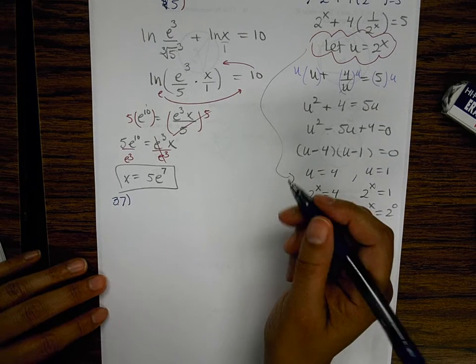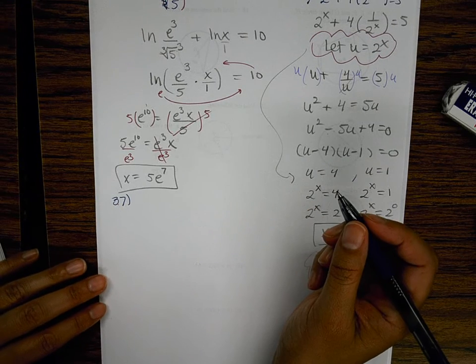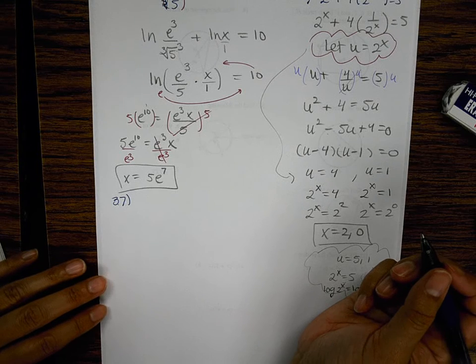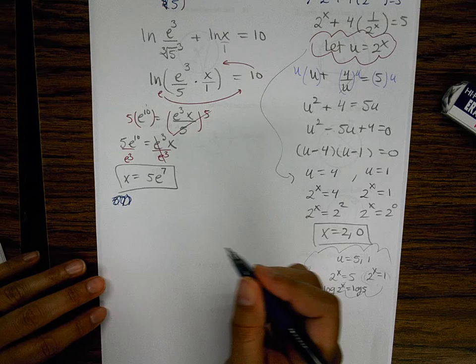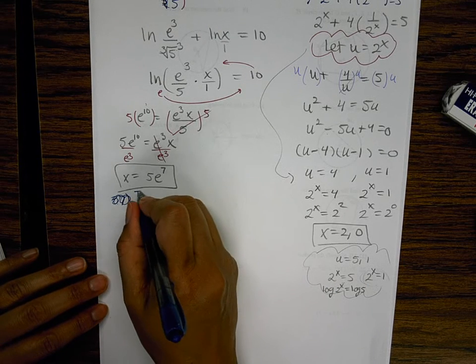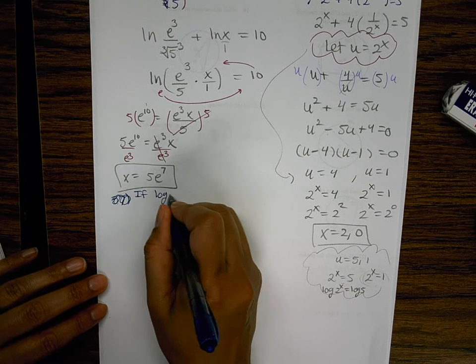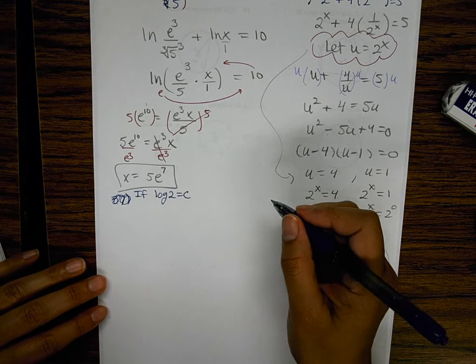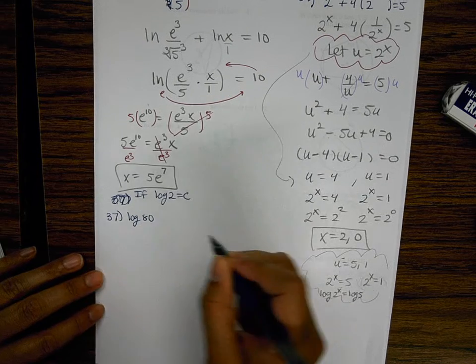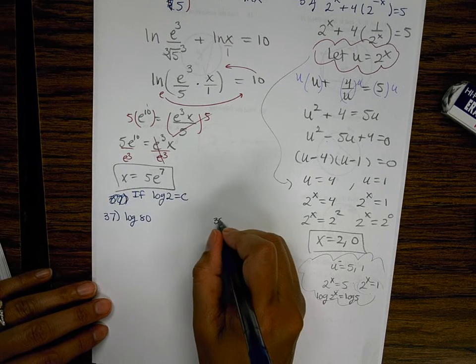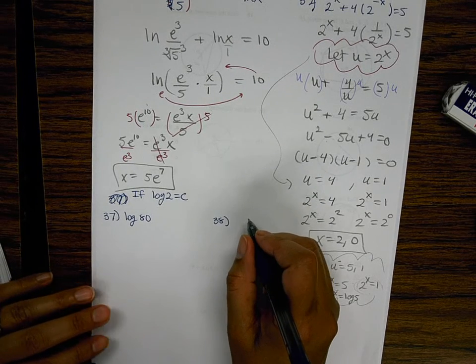I am moving on to 37. And 37 and 38 kind of go together. So before I write down 37 and 38, I'm going to write down the given information. If log of 2 equals c, find the following. 37 is log of 80, and 38 is log of 1/5.